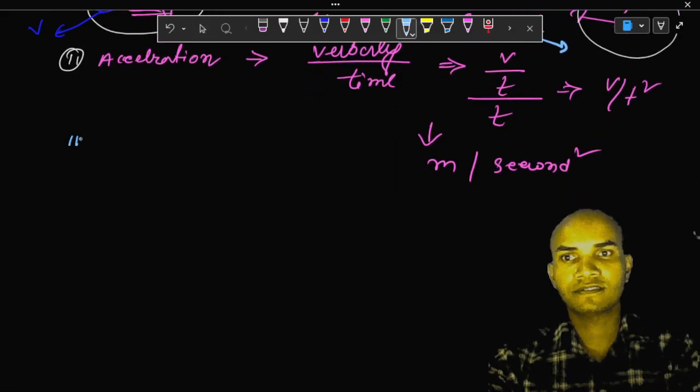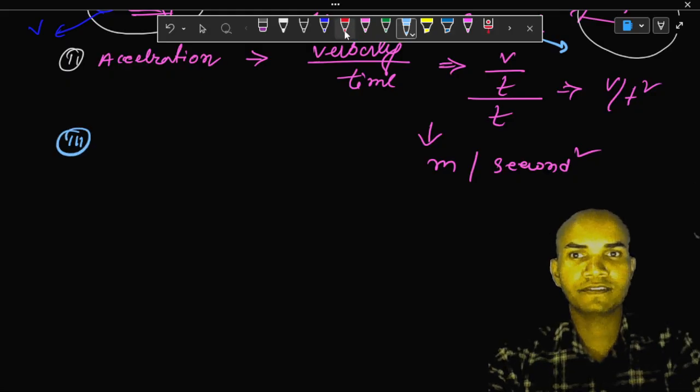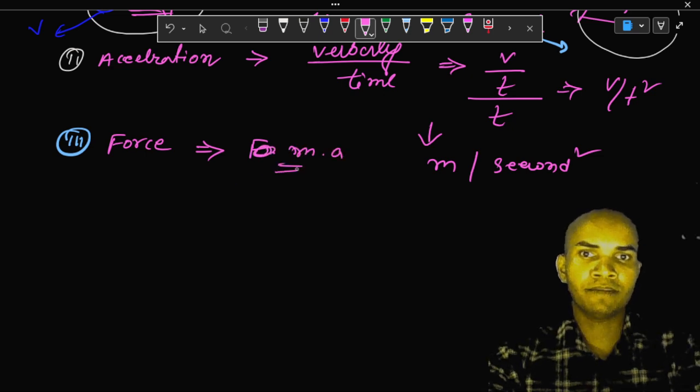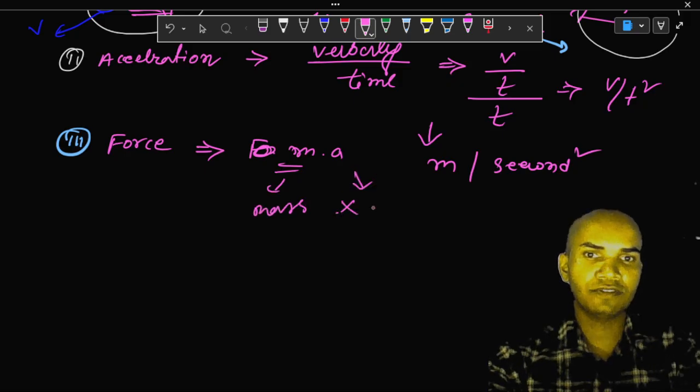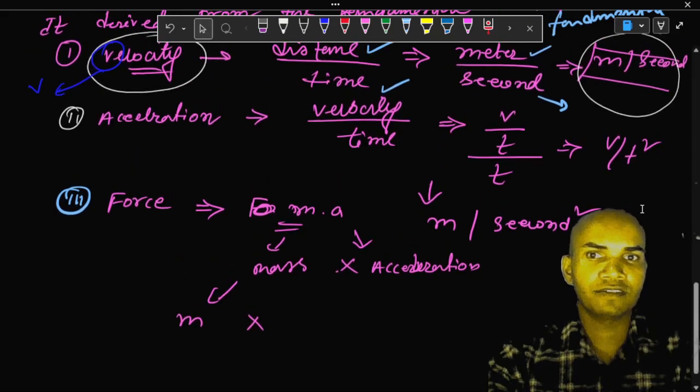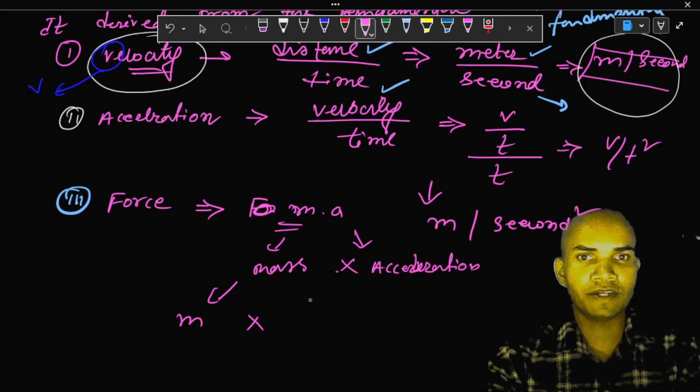My third point is force. Force is equal to what? The second law says F is equal to m times a. So here m represents mass, and a represents acceleration. Mass is represented by m, and acceleration is represented by what? v by t, v by t square.